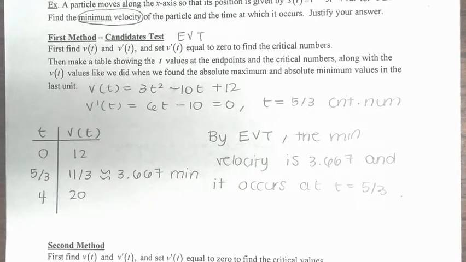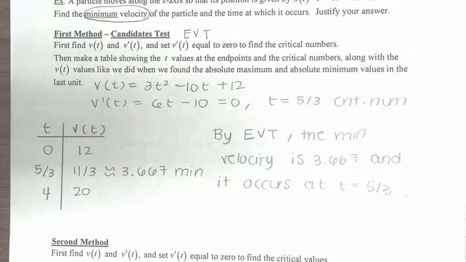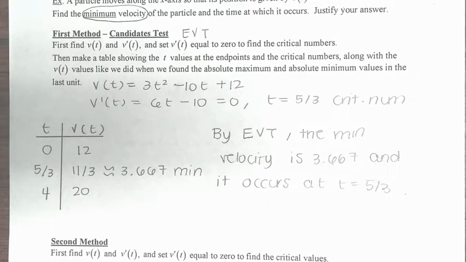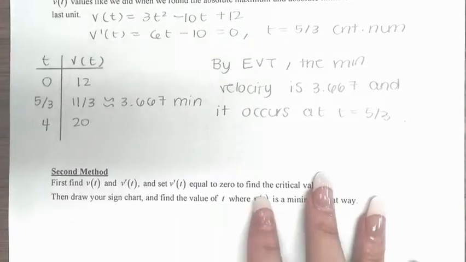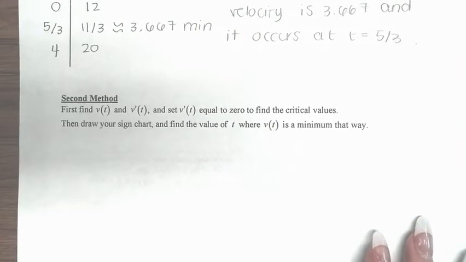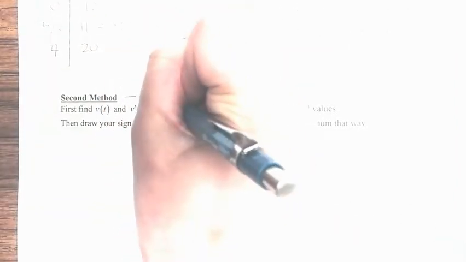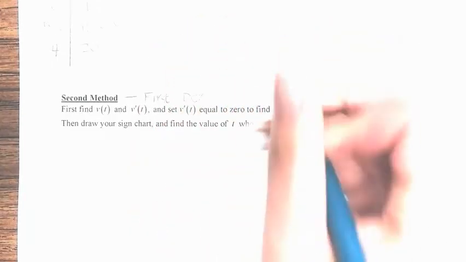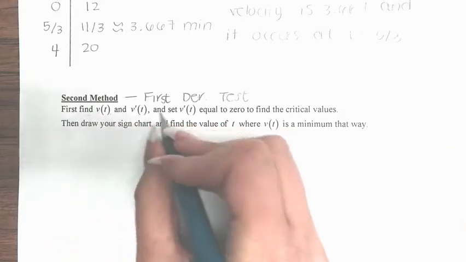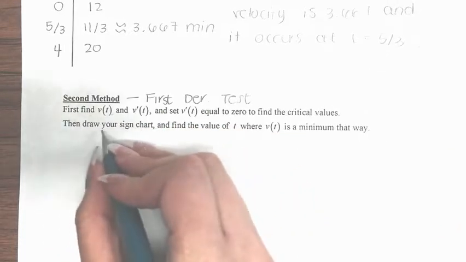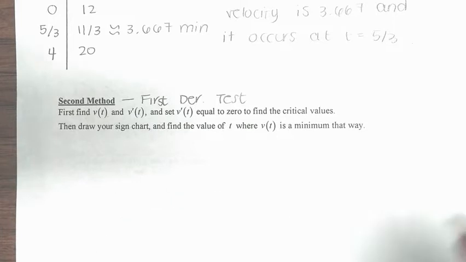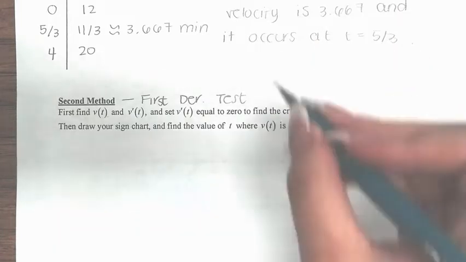So remember, this is the first method that we have. Now, what is the second method? The second method is pretty similar, and it's an old friend of yours. This is going to be the first derivative test. Since it's the first derivative test, we are going to do pretty much similar things as in the previous method.